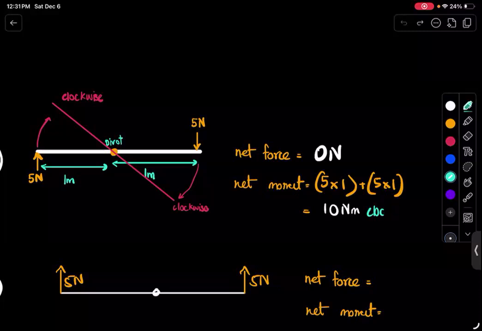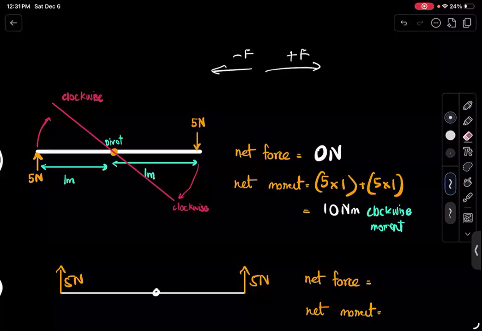Clockwise moment. Right? Just like we added the resultant forces, this is the resultant moment. This is the sum of all of the moments that are acting. And because both of these moments are acting in the same direction, right? So for forces, we had a positive force and we had a negative force.